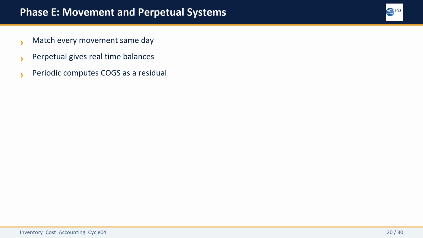Phase E protects the inventory you hold. Every physical movement, transfers, returns, consignment, must be matched by a same-day system transaction, and FIFO rotation is enforced at the picking face. A perpetual system updates records continuously, giving real-time balances and immediate visibility into shortages, which is why it is preferred for manufacturing. A periodic system only counts at period end and computes COGS as a residual, beginning inventory plus purchases minus ending inventory.